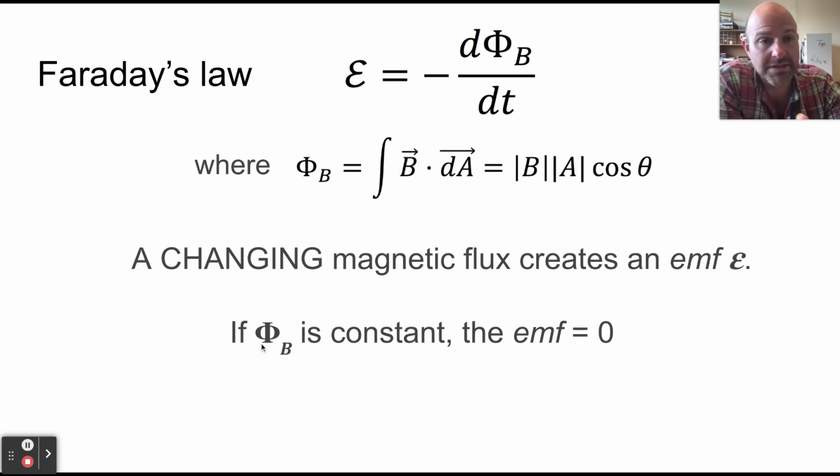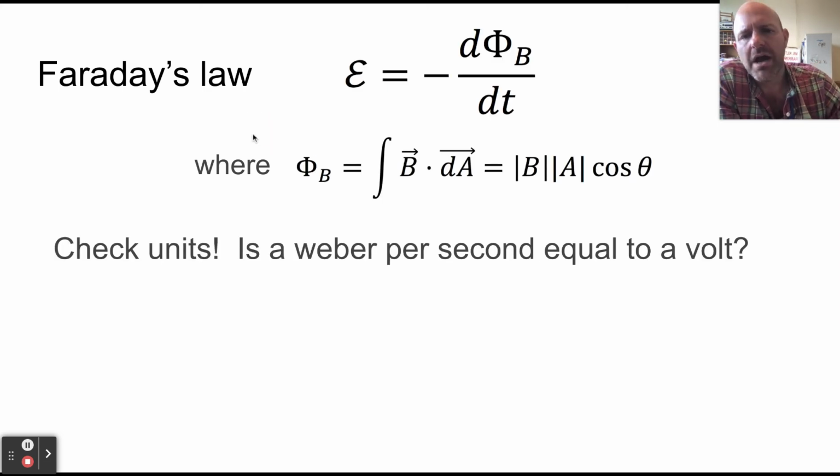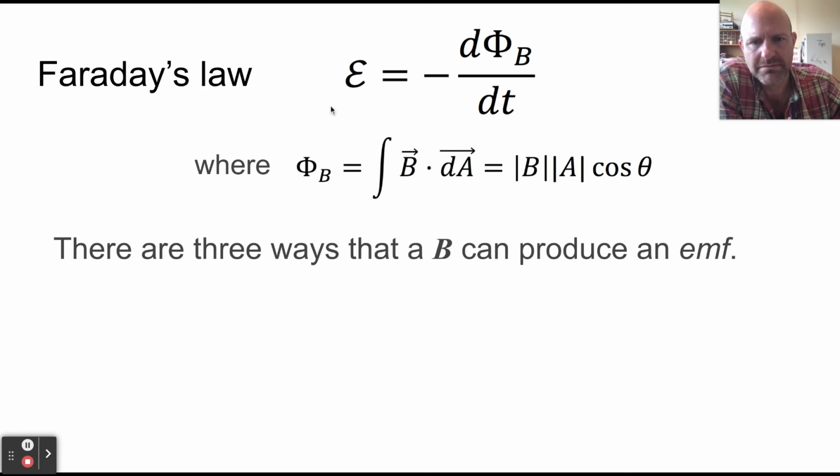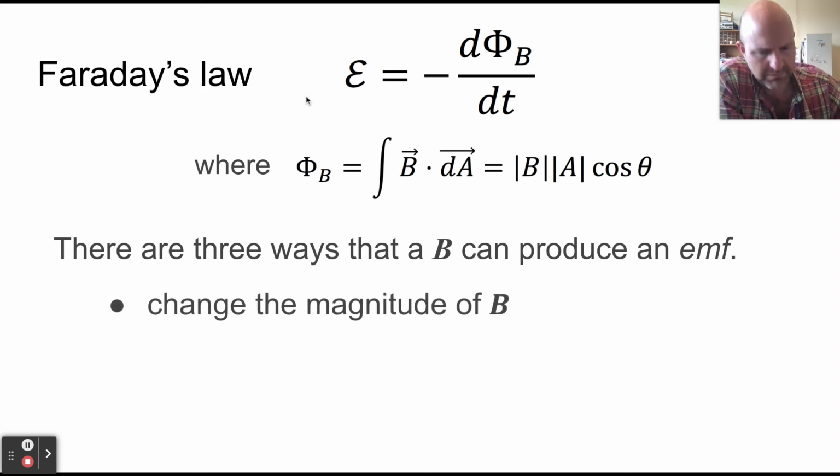If the flux is constant, right, you have a magnetic field and you have a ring just sitting in it, nothing will happen. Only if that magnetic flux is changing will you get an EMF. We can check the units. Weber per second, does that equal a volt? All right, that's a good question. You can check it out.